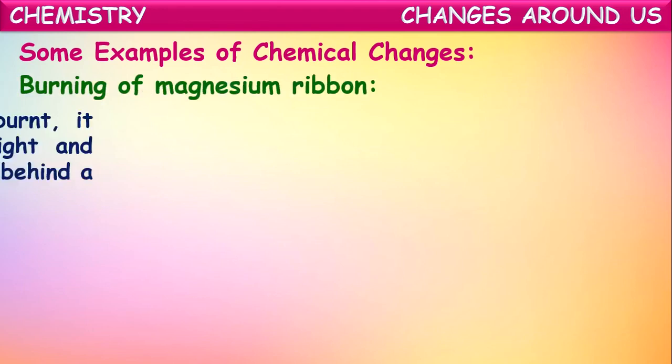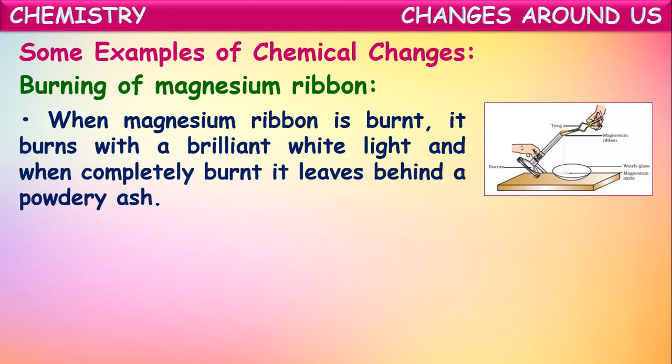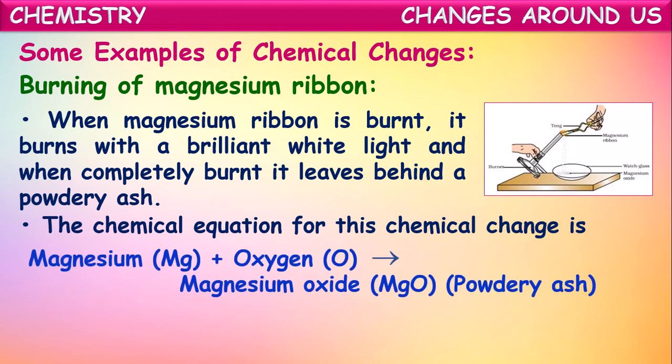Burning of magnesium ribbon. You might have seen magnesium is a white colored strip in the laboratories. When magnesium ribbon is burnt, it burns with a brilliant, dazzling white flame, and when completely burnt it leaves behind a powdery ash. A white colored powder will remain. That powder formed here is a new substance because magnesium reacts with the atmospheric oxygen while burning and forms magnesium oxide. So the equation for this chemical change can be represented like this.